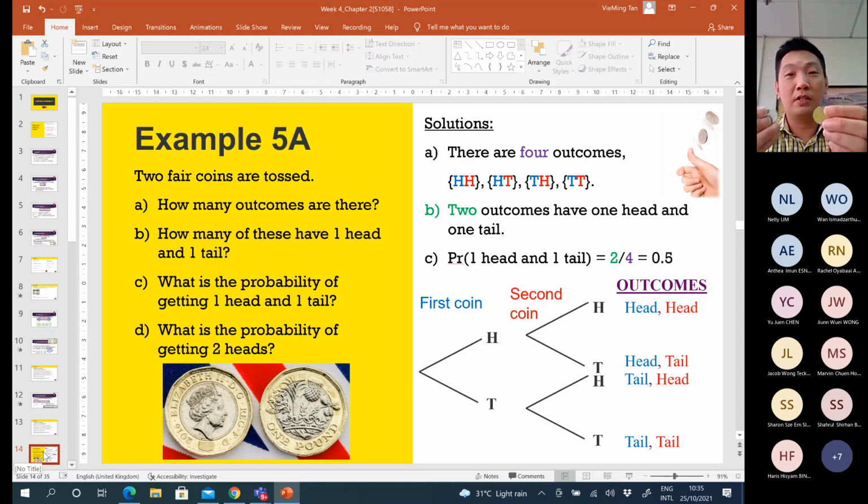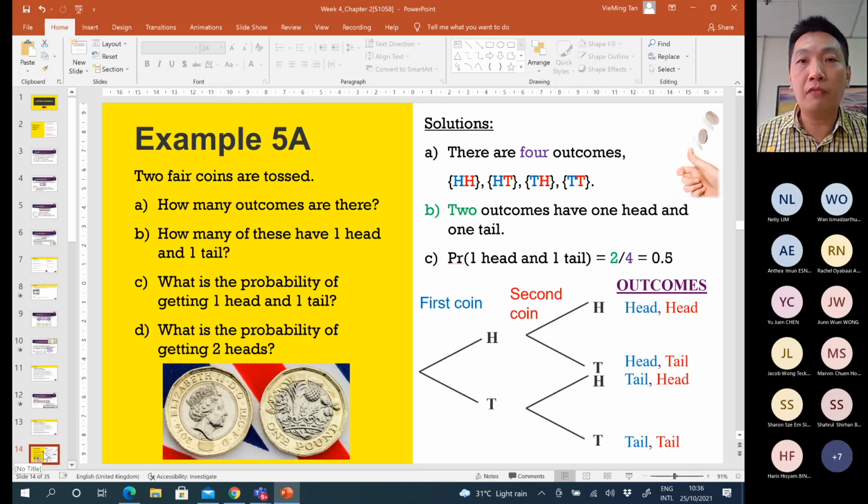So these 2 coins are separate objects. The result of the Korean coin will not influence the result of the Malaysian coin. Similarly, if I throw this Malaysian coin, it will not influence the result of the Korean coin. These 2 coins are independent objects. So if I throw these 2 coins at the same time, it is considered an independent events activity. So far so good.